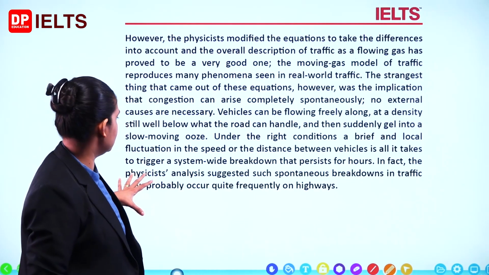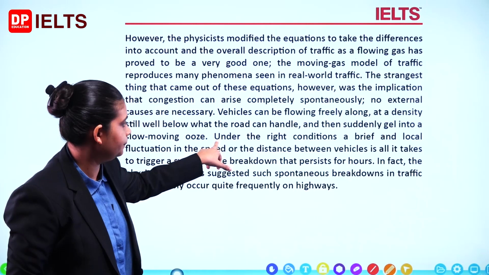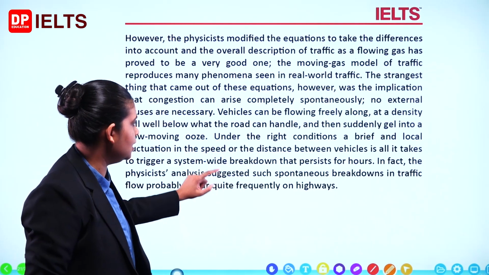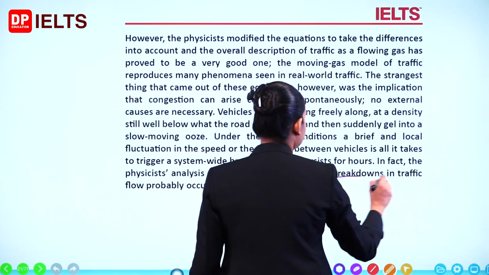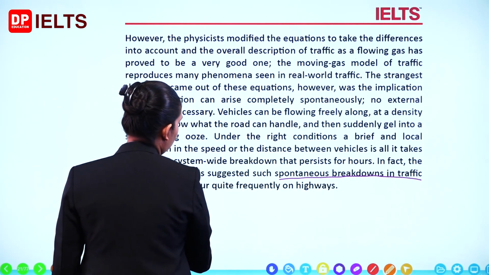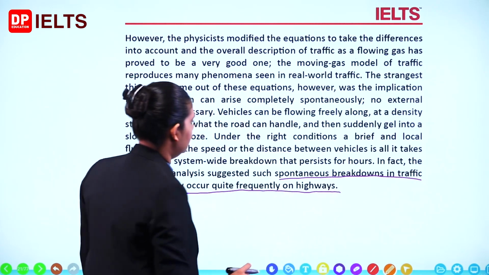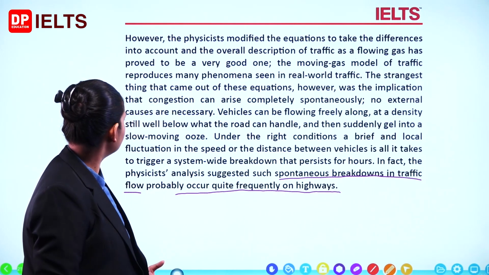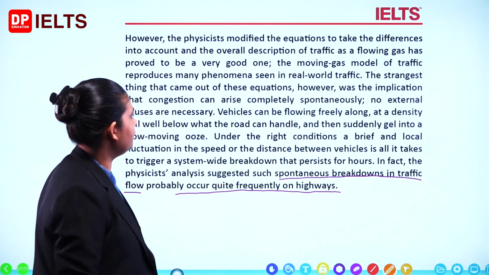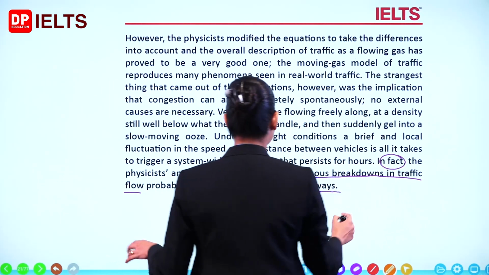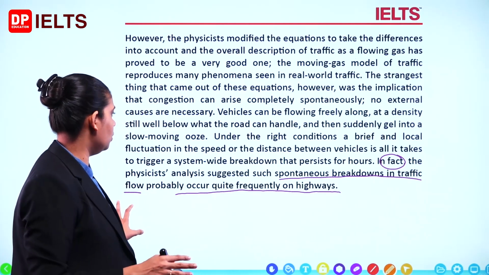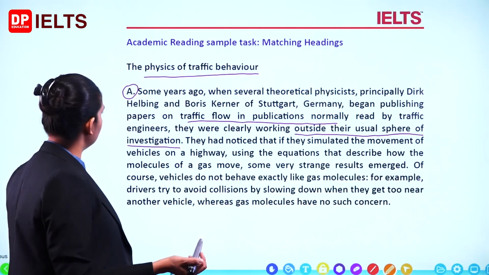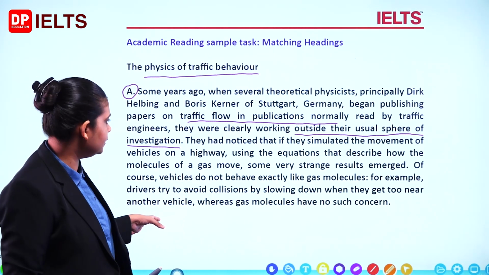So we're going to read the last sentence, which is starting from here. In fact, the physics analysis suggested such spontaneous breakdowns in traffic flow probably occur quite frequently on highways. Okay? So in fact, probably they were looking at how the spontaneous breakdowns in traffic flow occurred on the highways.